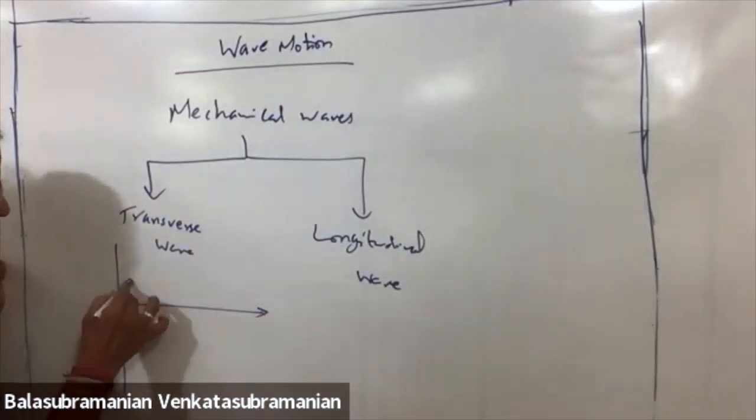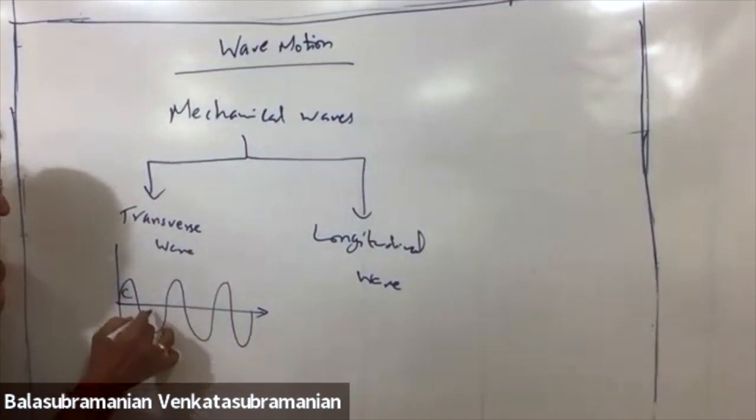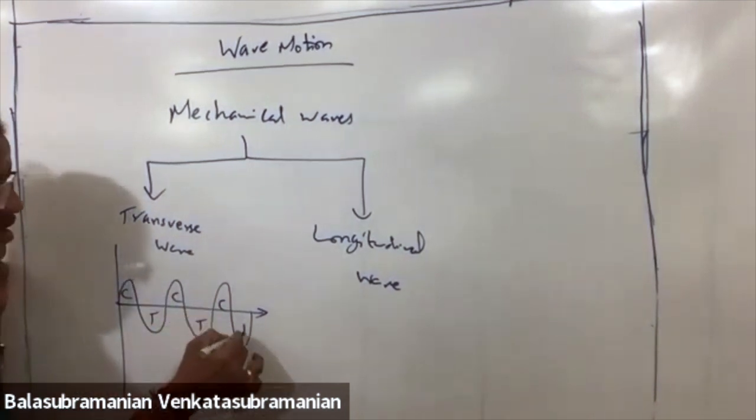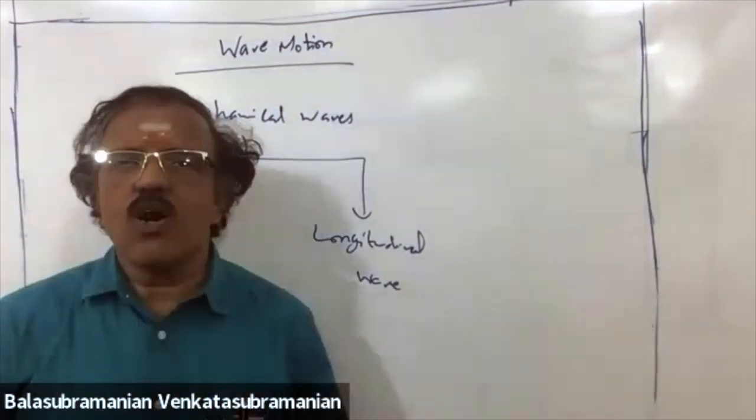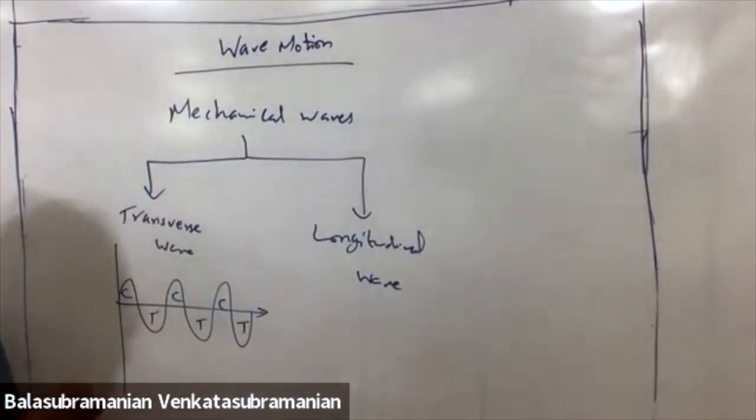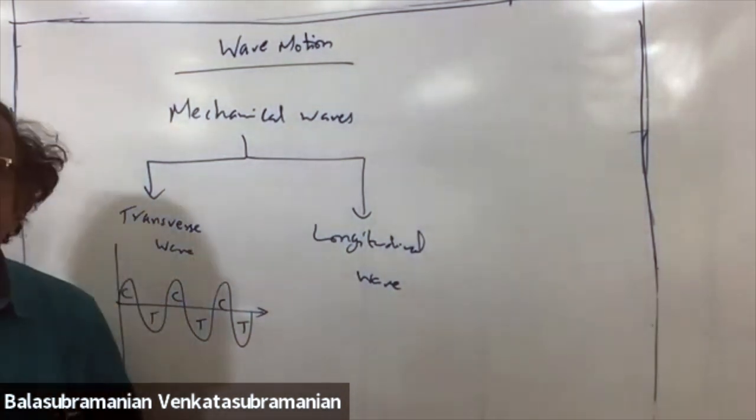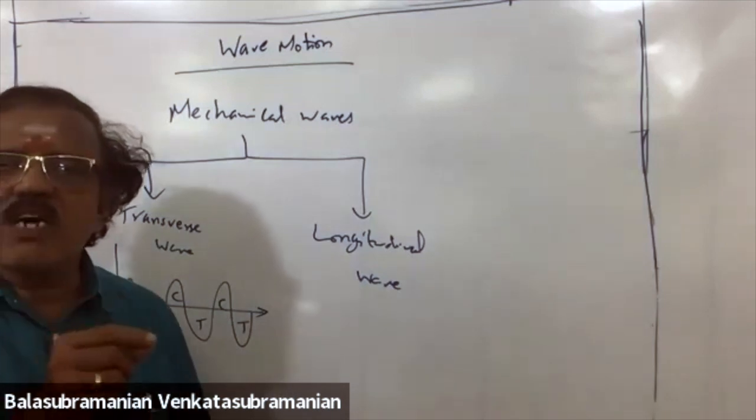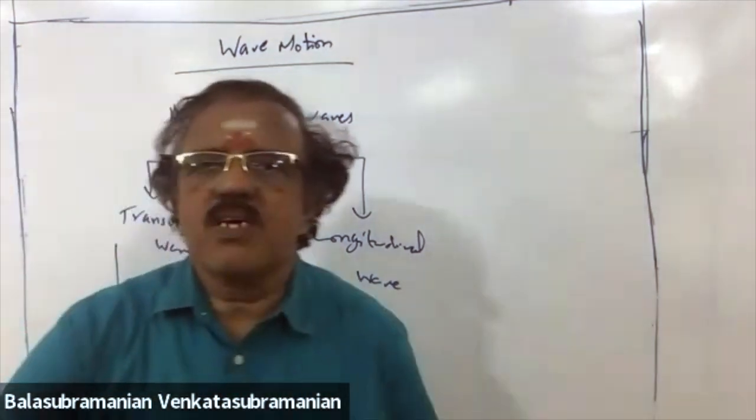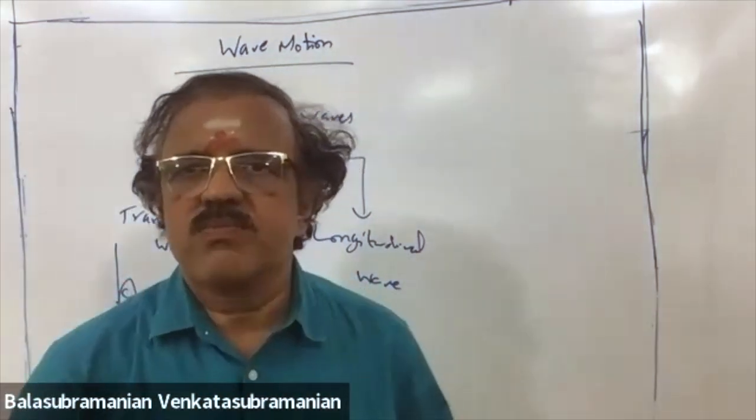Transverse waves propagate in terms of crest and trough. Crest is called the positive maximum, trough is called the negative maximum. So in terms of crest and trough, a transverse wave propagates.